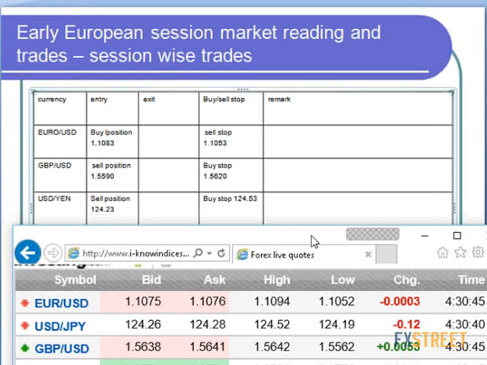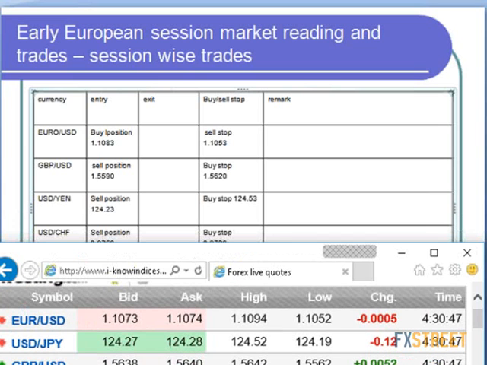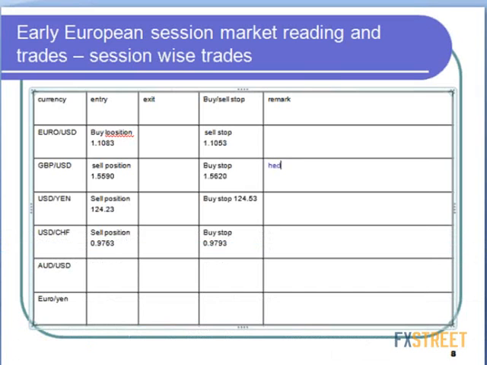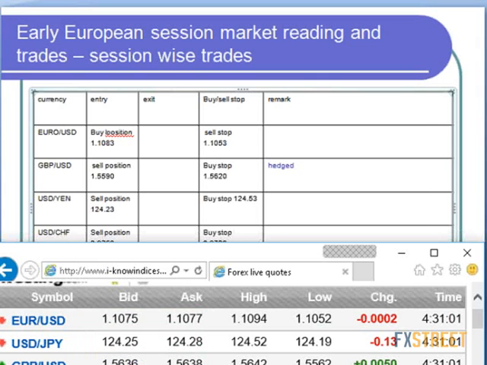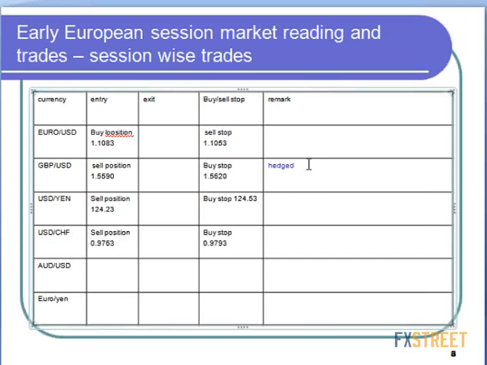Now GBP, 56, 38, 40, 41, 56, 20 is my hedge order. So it is hedged. Okay. Now the hedging is making profit. See, there comes the importance of the trading strategy. The hedging is making profit. So what I do is I'll keep stop at entry. That is 1.5620.